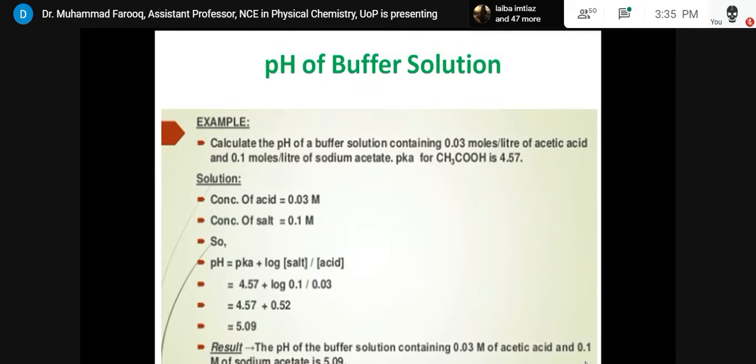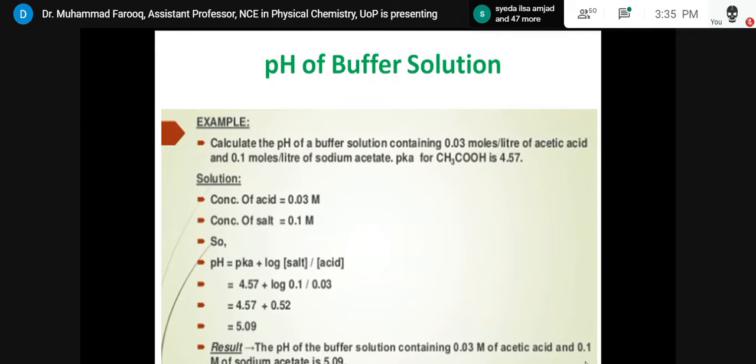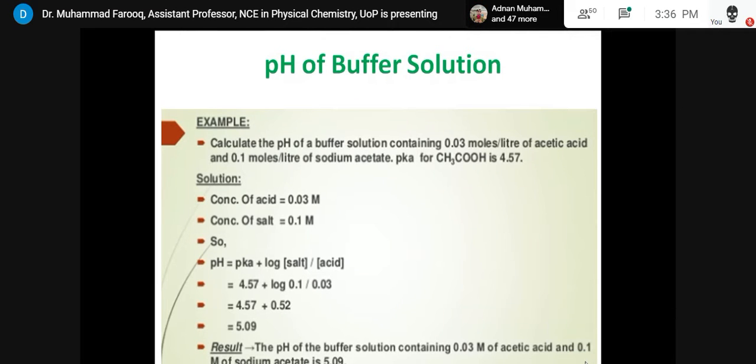The pKa value for acetic acid is 4.57. Given the value, the concentration of the acid is 0.03 moles per liter. Moles per liter is the molarity. Also the salt concentration is given, which is 0.1 molar.